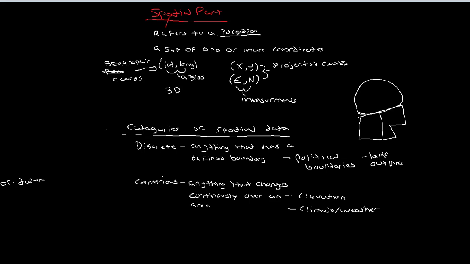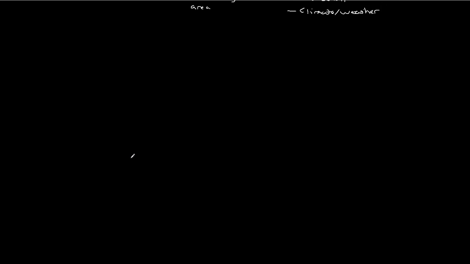And so the way that we're going to do that is through what's called the vector data model. So discrete data is going to use the vector data model, which is what we're going to talk about in today's video. So let's go ahead and give ourselves a little bit of space here. And we're going to be talking again about the vector data model.